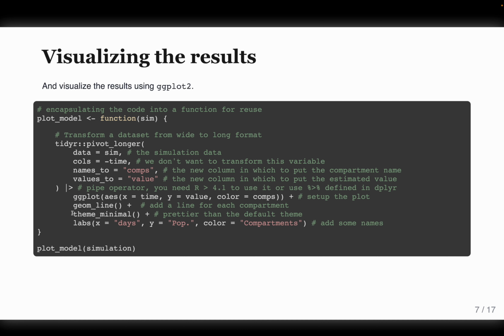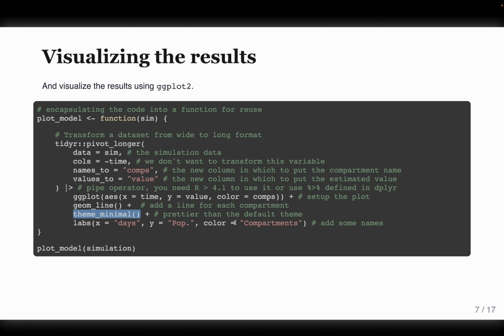Then I add some extra theming, because the default theme of ggplot is not very nice in my opinion. But the ggplot package offers you a number of extra themes that you can use. I usually use theme minimal because it's quite clear, it doesn't have any extra color, so it's much more readable. And then we can define labels in our plot. So we can have a label for each graphic parameter. So one for the x-axis, population for the y-axis, and also compartments for the colors.